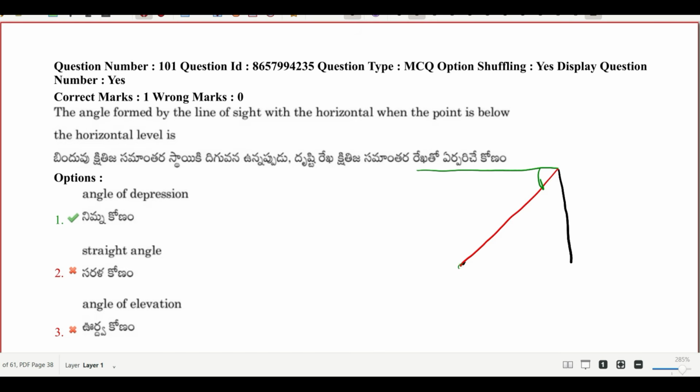That means, from down below, if you are observing a point on the top of the building, this red color is the line of sight, and from the observer's height, if you draw a line parallel to the base, then here you will get an angle. This angle is known as the angle of elevation.